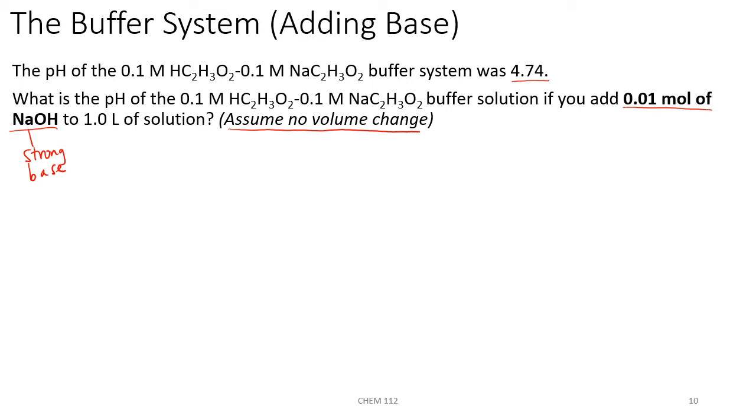So initially we want to write the dissociation of our weak acid. So we have HC2H3O2 in equilibrium with H plus and C2H3O2 minus. And remember, that's the shorthand notation of writing the dissociation of the weak acid, where we have H plus instead of H3O plus. However you like to write that, it'll work out the same.